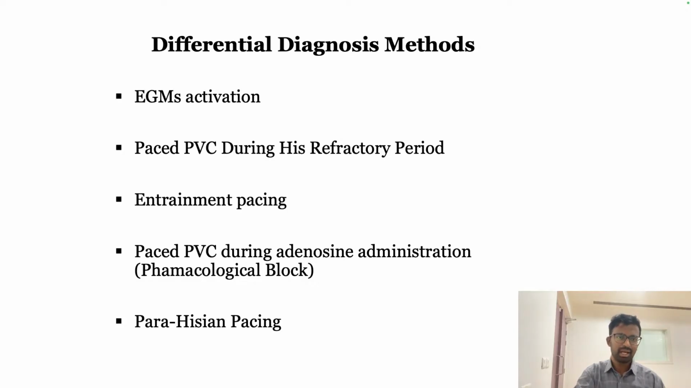Fifth is para-Hisian pacing. These last two we usually do only in very rare cases. The first three we do on a regular basis, in all EP labs.